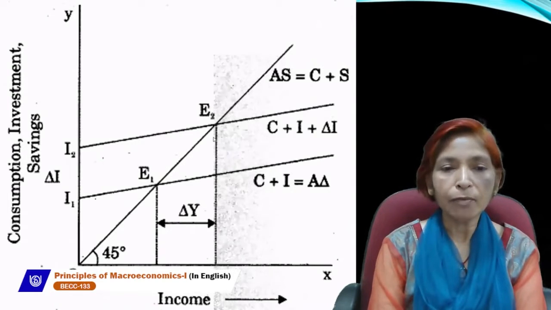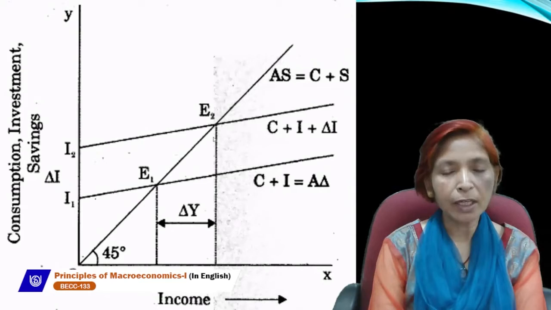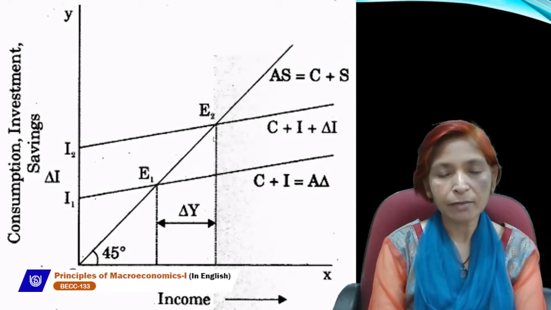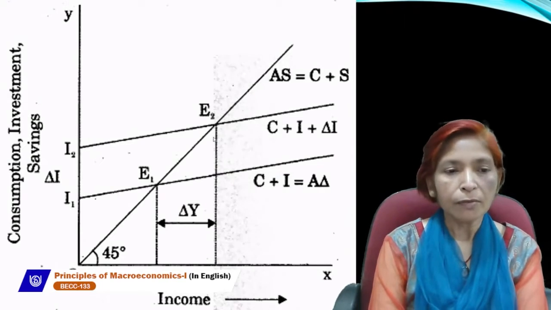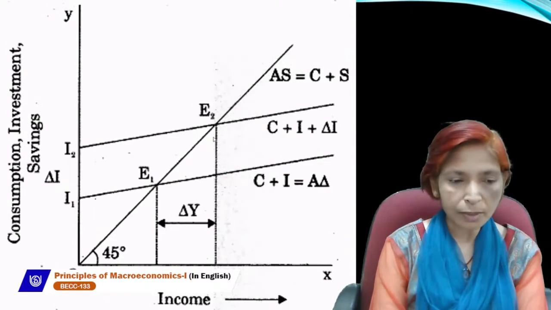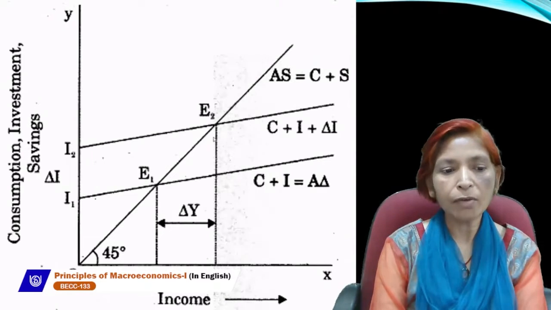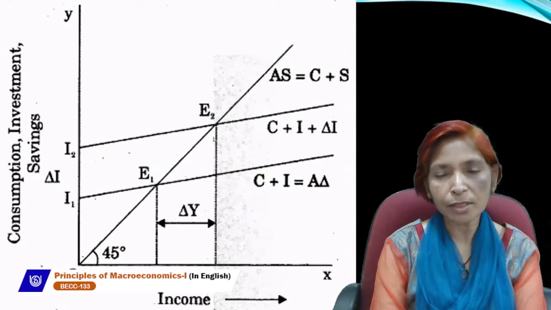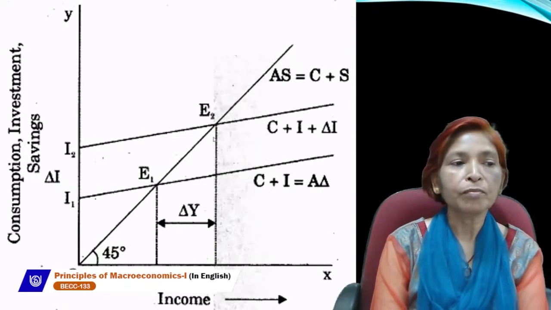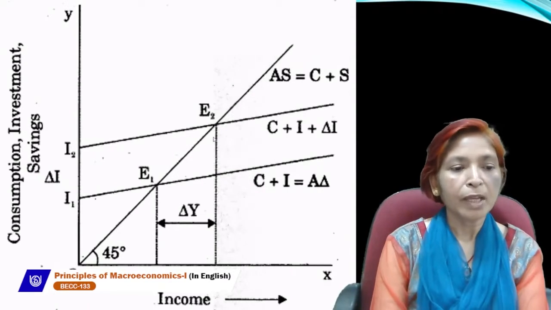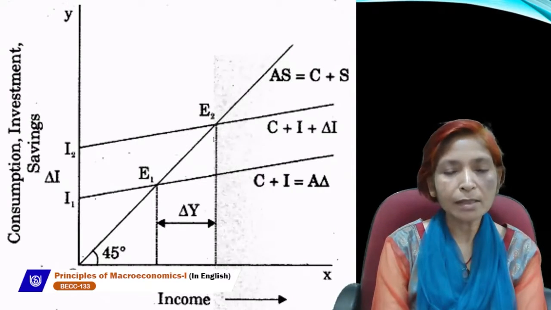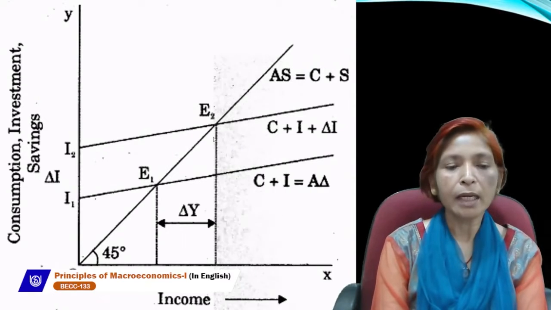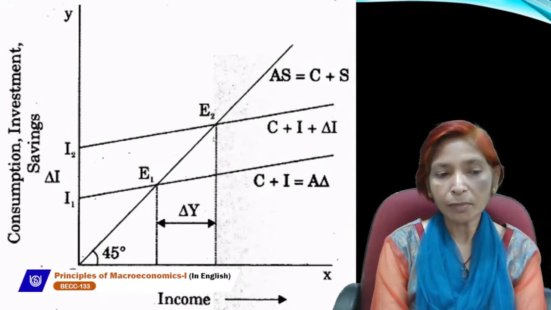When multiplier works in a positive way, then we can show this multiplier effect with the help of the aggregate demand and aggregate supply curve. First of all, we will draw the aggregate supply curve, which is a 45-degree line. It always remains a 45-degree line because it shows a positive relationship between income and aggregate expenditure or output. And aggregate demand always starts from the y-axis, not from the origin, because consumption can never be zero.